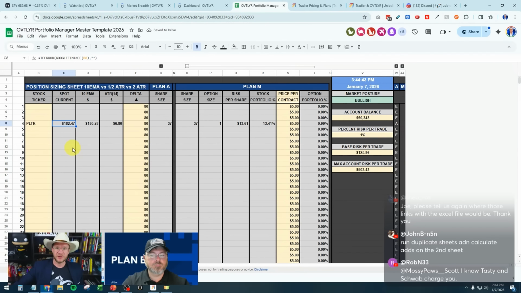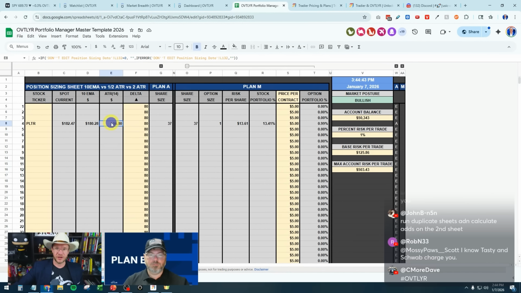Palantir is roughly 182.47 right now. The 10 EMA is at 180. The ATR value is 6.8 on Palantir. I just leave this at 80 delta, fill this into whatever you want. The share size would get me 37 shares on 50,000.